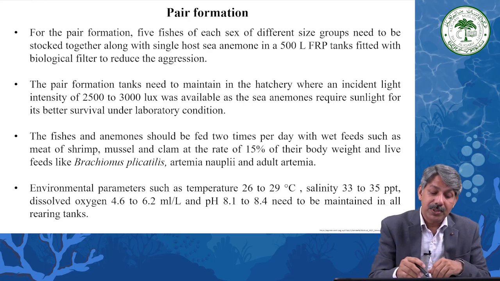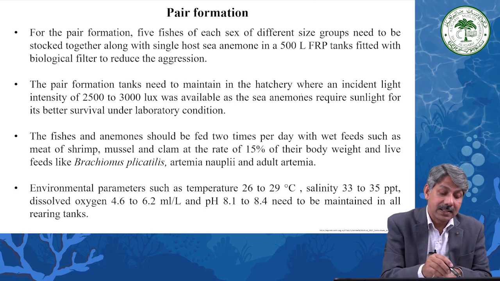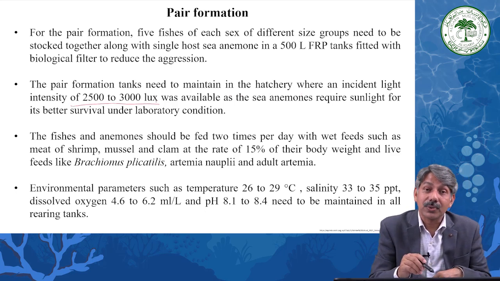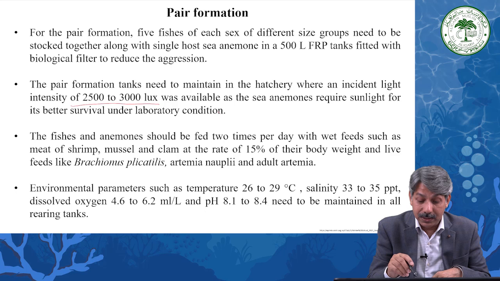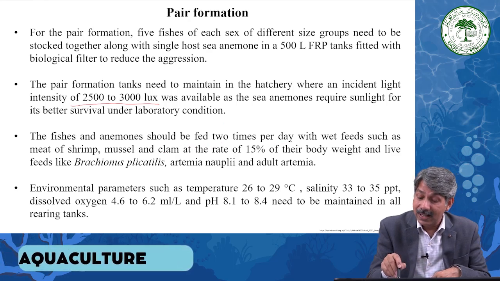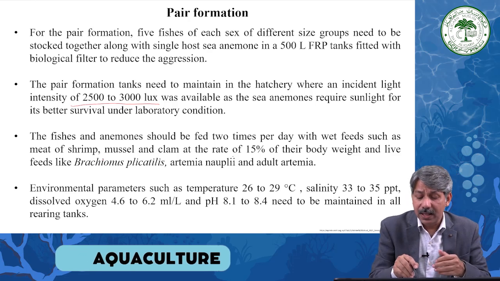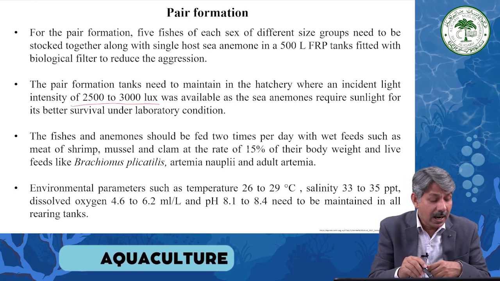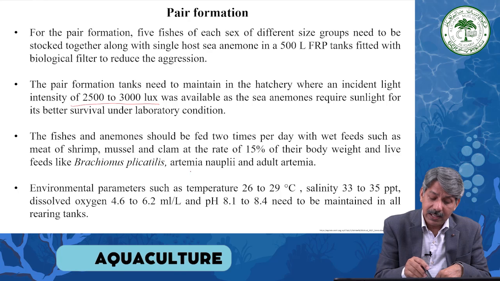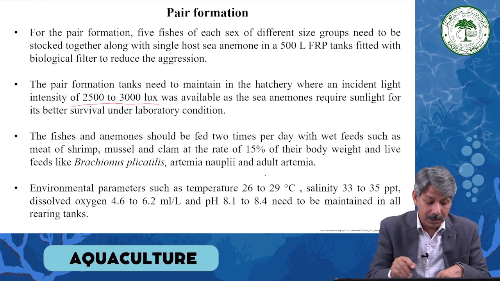The pair formation tanks need to be maintained in the hatchery where an incident light intensity of 2500 to 3000 lux is available, as the sea anemones require sunlight for better survival under laboratory conditions. Fishes and anemones should be fed 2 times per day with wet feeds such as meat of shrimp, mussel, clam at the rate of 15% of their body weight, and live feeds like Brachionus plicatilis, Artemia nauplii, and adult Artemia.